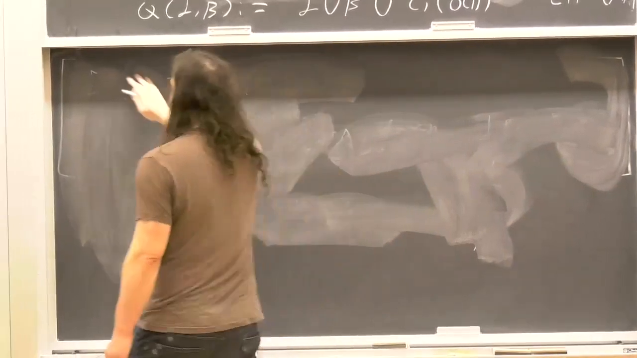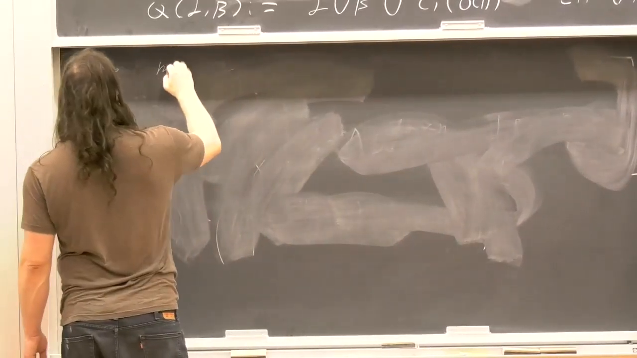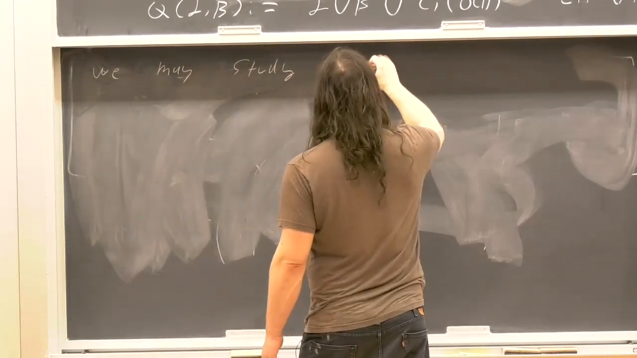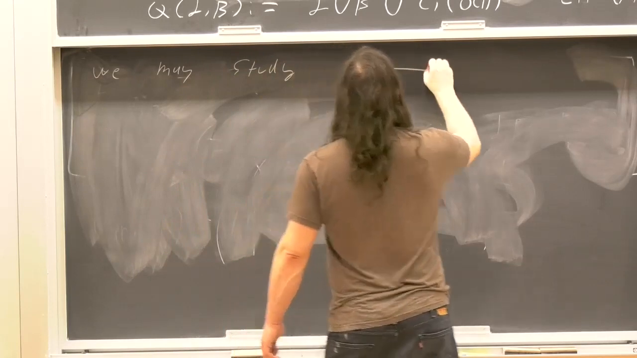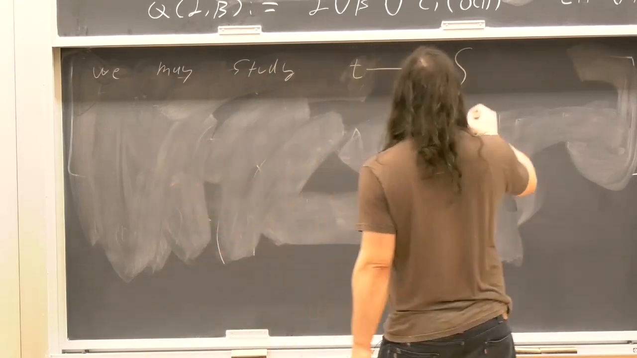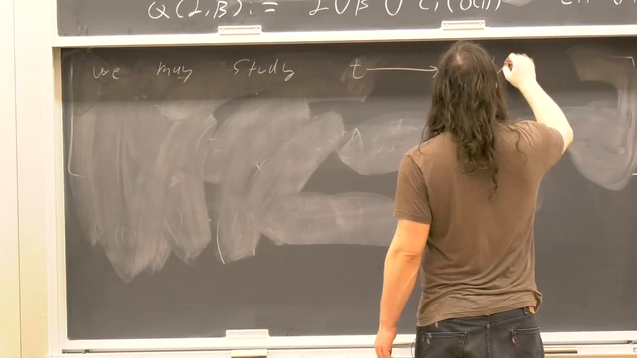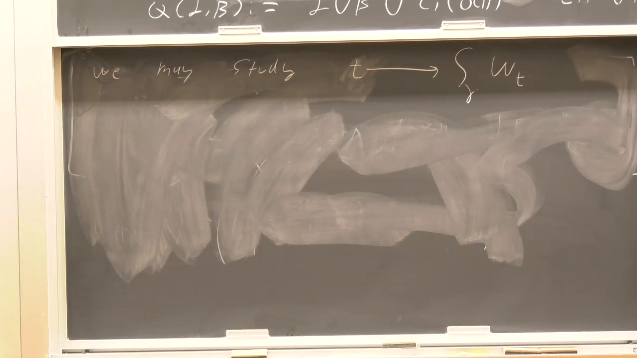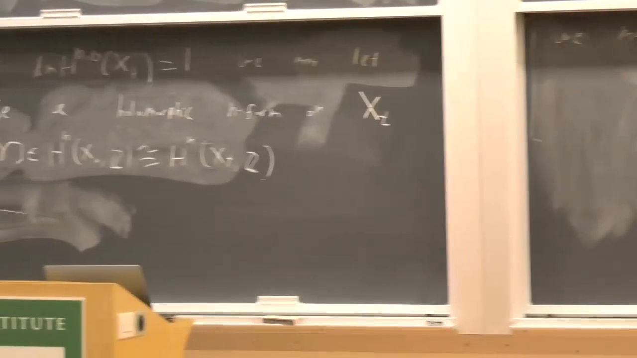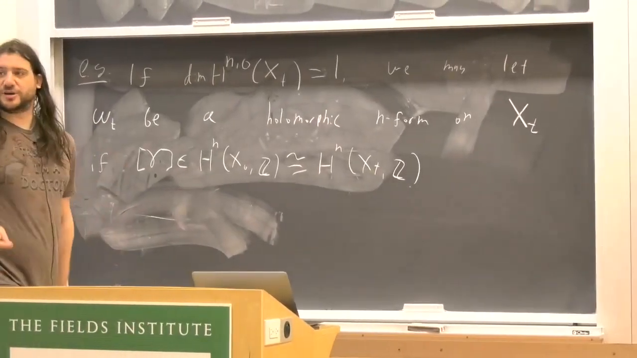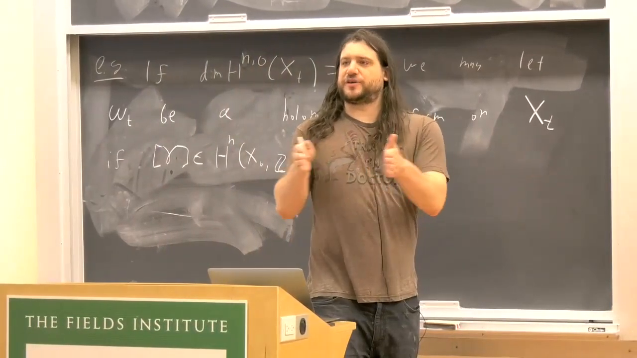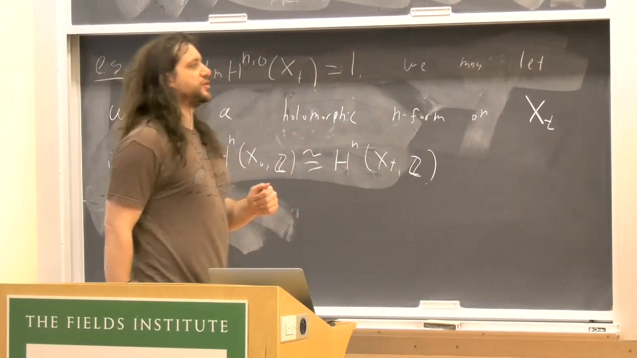So if we have that kind of setup, we may study the map t goes to the integral over gamma of omega sub t. So this is just a regular period which we're studying. We have this varying form omega sub t. We have the trivialized cohomology class, which you can move in families because we just care about the integral cohomology. And locally, these x sub t's are all isomorphic to each other, so we can identify all of their cohomologies.